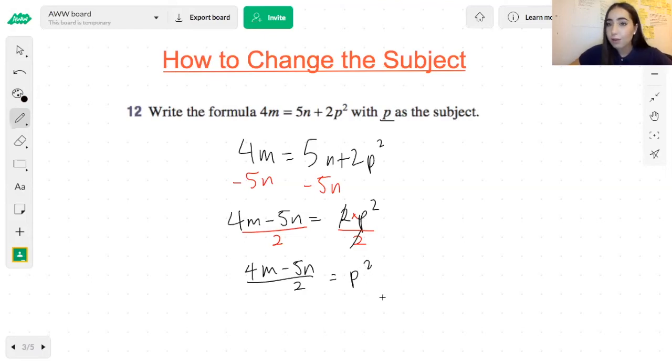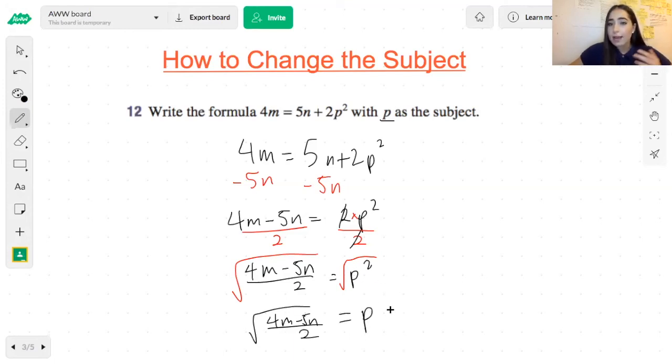Now the final thing you have to do, and it's always best to leave the squared to the end in this instance, is to square root both sides. Because what happens is that square root undoes that squared. So what we're left with on this side is the square root of 4m minus 5n over 2, the whole thing underneath the square root, and on this side is just p. And now p is the subject of the equation.